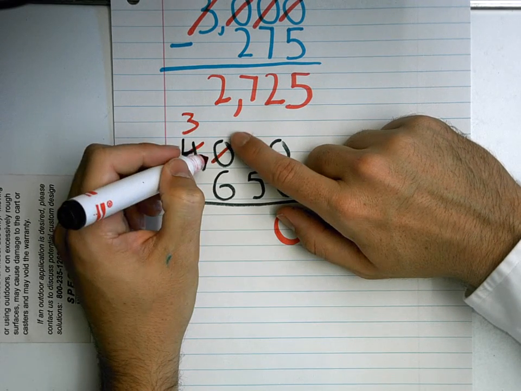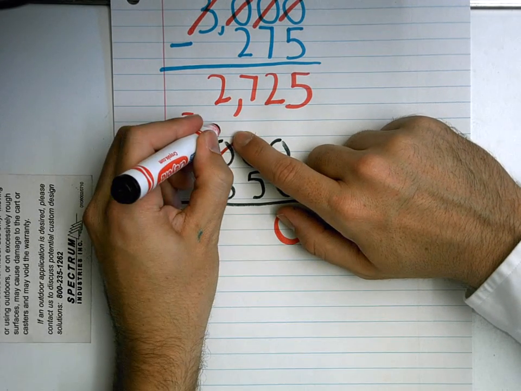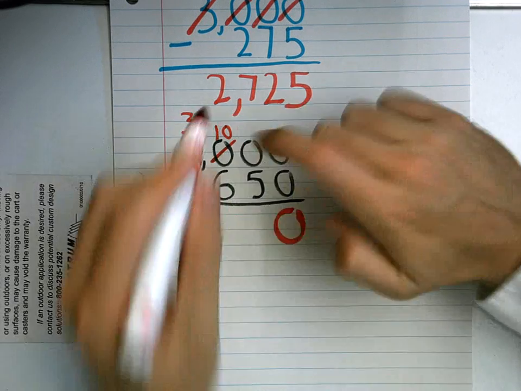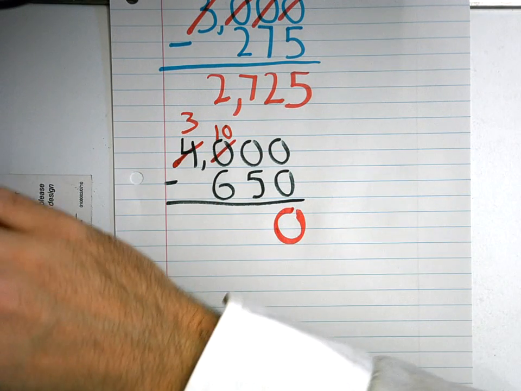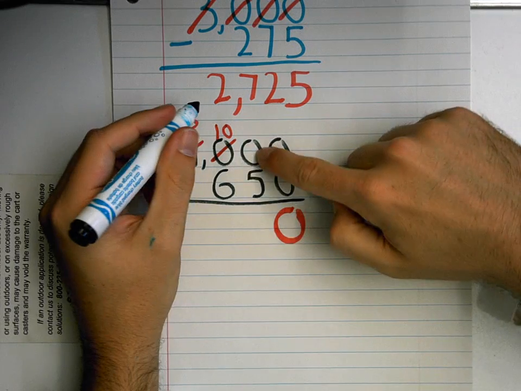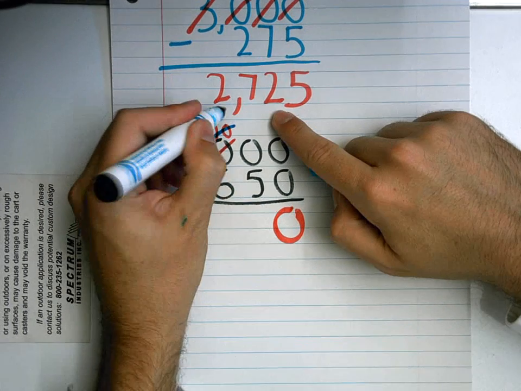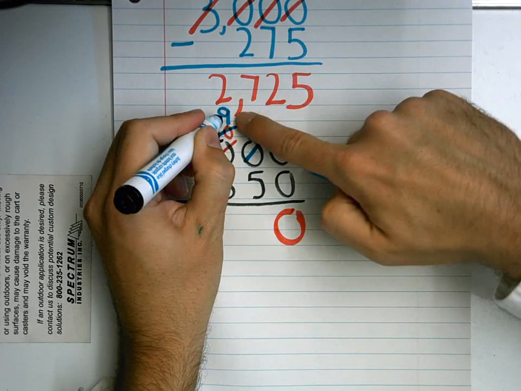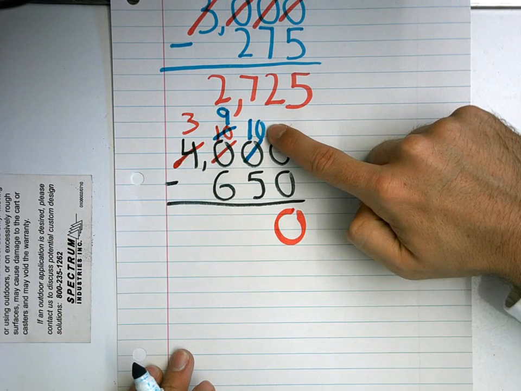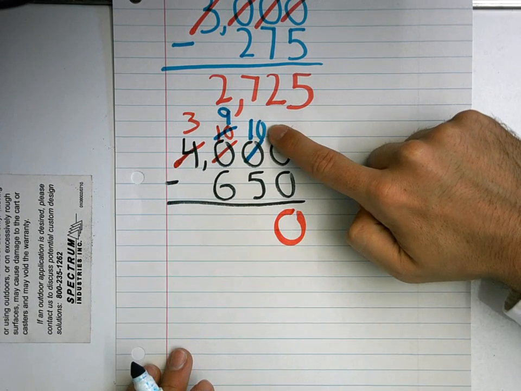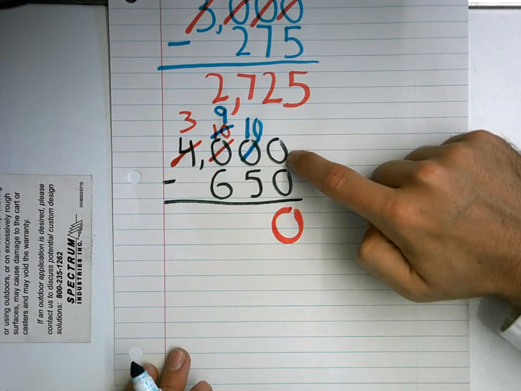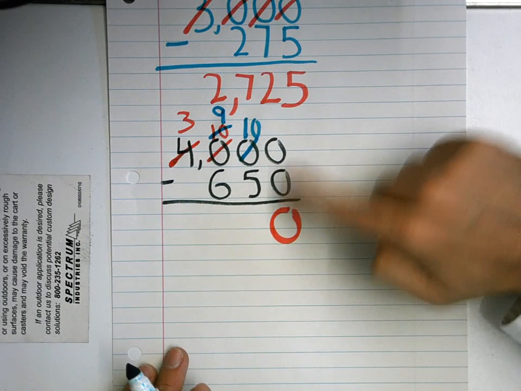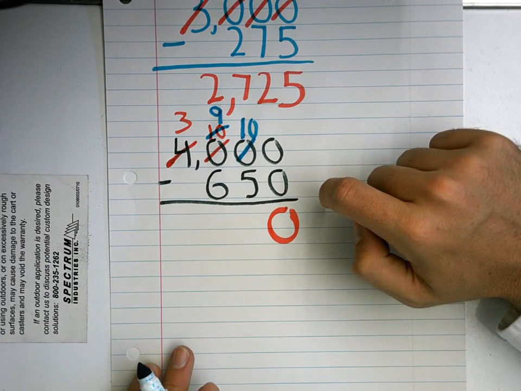So how many hundreds do I have now? 10. But I'm not done yet, am I? Because I still need help over here in my tens place. So I move one over and make it a 9, and now I make this one a 10. Do I need to move any of these over to the ones place? No, we already did that subtraction, didn't we? We already did it. It's fine.